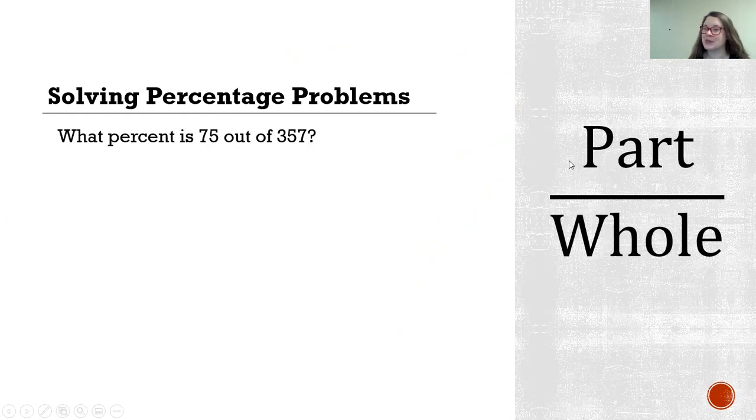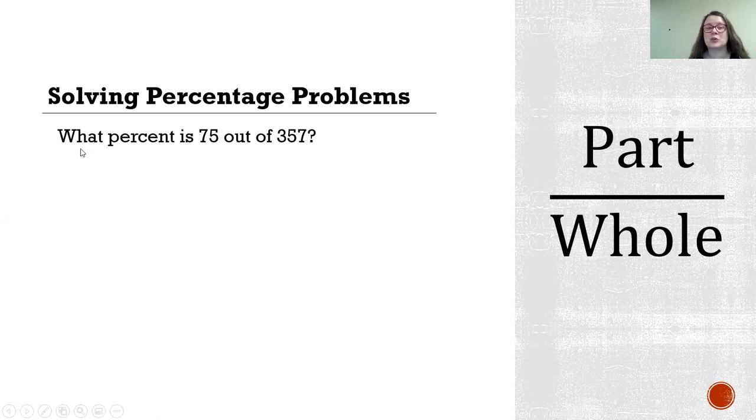All right, so we're going to start. So part over whole is what percentage is always going to be equal to. Now this part could be more than 100% in some cases. We won't have any of those in this lesson. We'll save that till the next lesson.